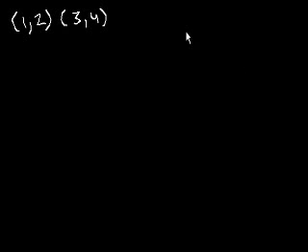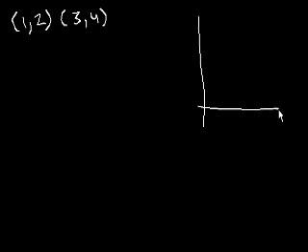Let's get started. Say I had 2 points. Let's say I had the point 1, 2, and I had the point 3, 4. And I want to figure out the equation of the line through these points. So let's at least figure out what that line looks like.